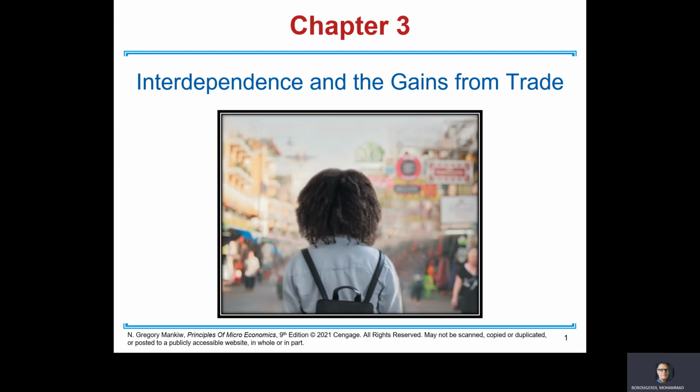Hello, everyone. We are going to go over chapter 3, and it shouldn't take that long. This is a short chapter, and we're going to prove it visually. You're going to see it in a graph that trade makes both parties better off. By that, we mean they're going to end up with more products when they trade instead of doing it themselves.